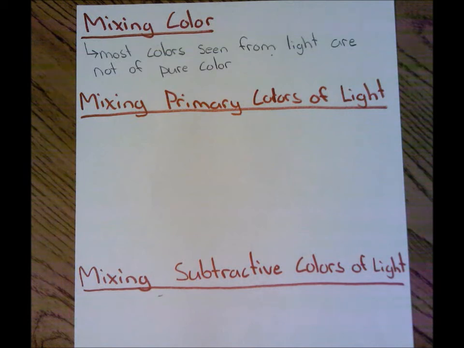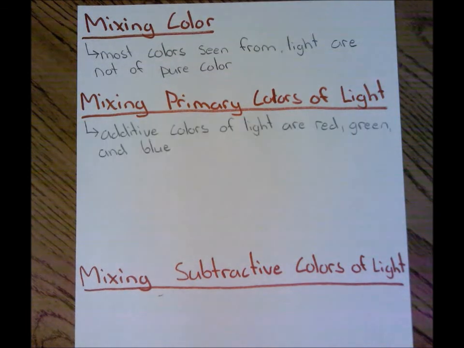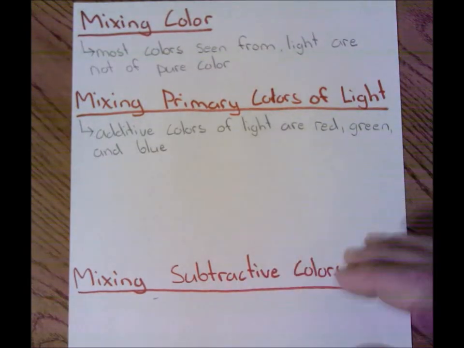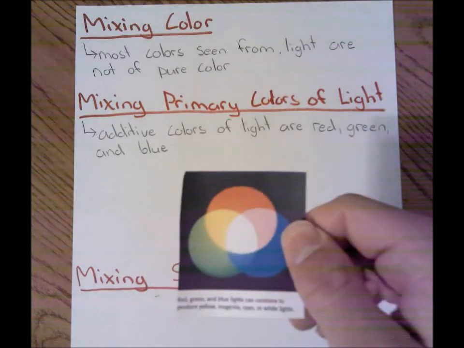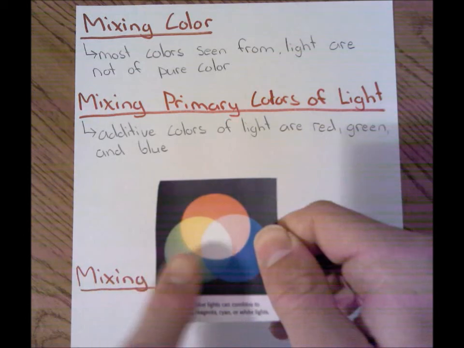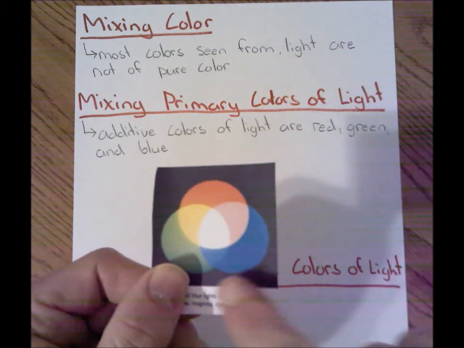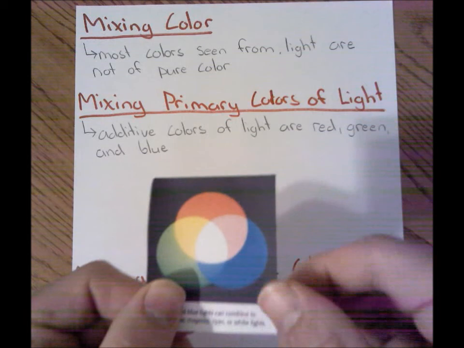So let's talk about what happens when we mix primary colors of light. And the first thing that I need to mention here is that the primary colors of light, or what we call the additive colors of light, are red, green, and blue. And when we mix two of those additive colors together, so either red and green, red and blue, green and blue, we get three unique colors. Mixing red and green gives us yellow. Mixing red and blue gives us magenta. And then mixing green and blue gives us cyan. These three colors, yellow, magenta, and cyan, are known as secondary or subtractive colors.